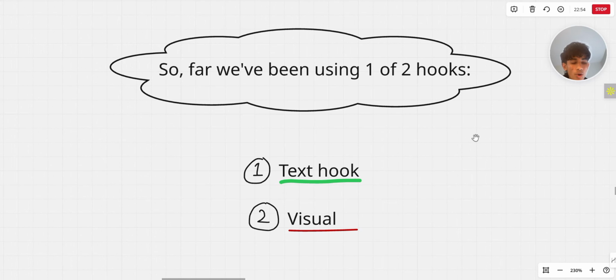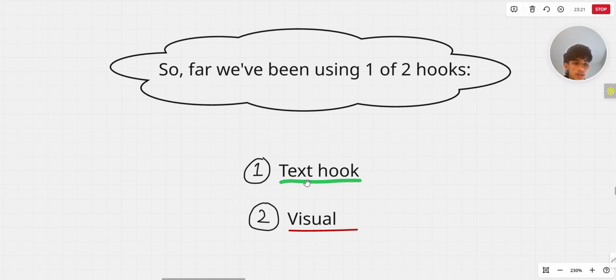So far we've been using one of 2 hooks. Now there are 3 hooks in total. There are verbalized hooks, text hooks, and visual hooks. But in email marketing, there are 2 hooks. Text hooks, which are just your subject lines and your preview copy, and then visual hooks. Now, what not a lot of people know is you can actually use a visual hook before people even open your emails with your subject line.